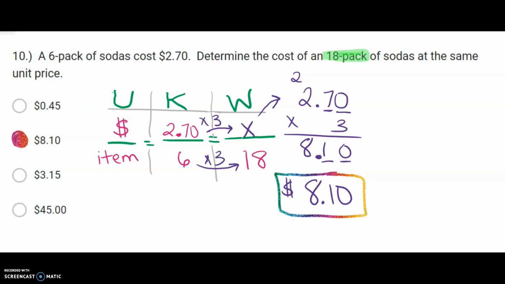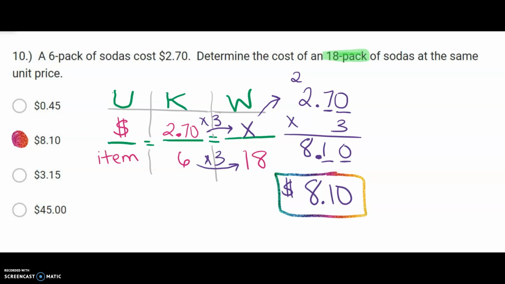So I know this might sound like a lot, but what's kind of neat here is if you notice that the 6-pack went from 6 to 18, it just tripled. So it was times 3. So you just take your 270 times 3 also, which would give you the $8.10 as well. And so our answer for number 10 is our $8.10.